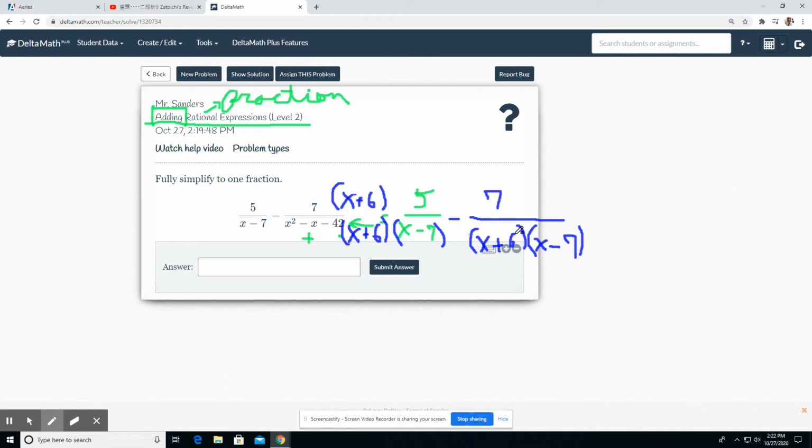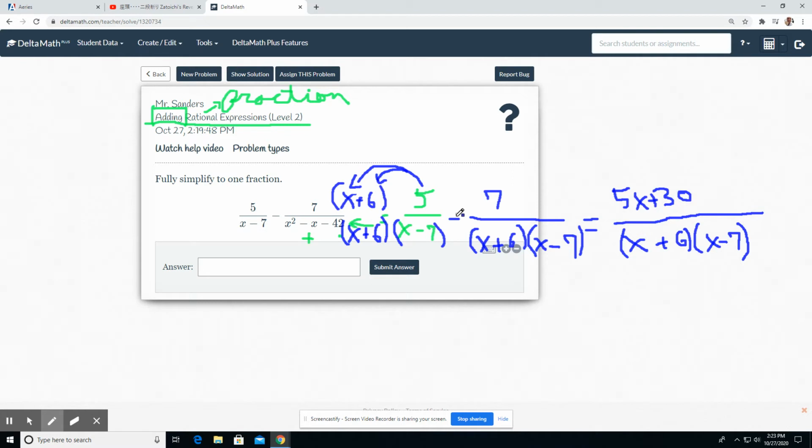Let's see. Do I want to simplify things? I don't want to jump too many steps. So I have that same bottom number, so I know the bottom has to be x plus 6, x minus 7, and the top is this 5 multiplied to both of them, so I'm just going to go ahead and distribute it. It distributes to both of them. That gives me a 5x plus 30.